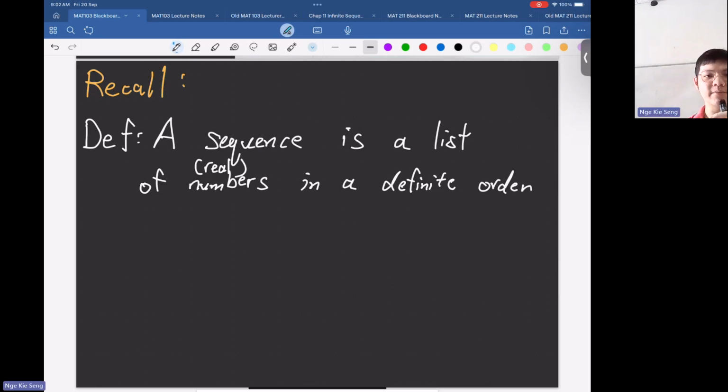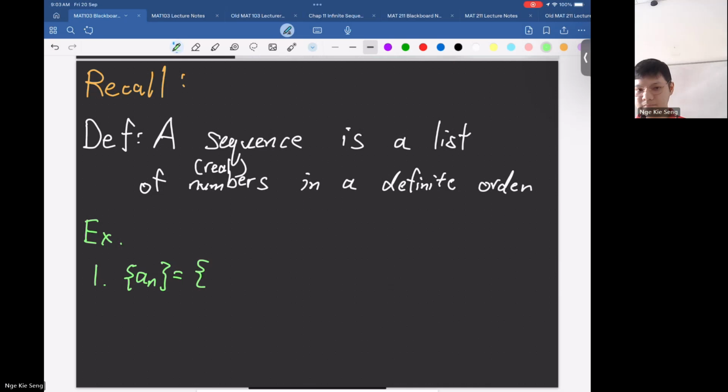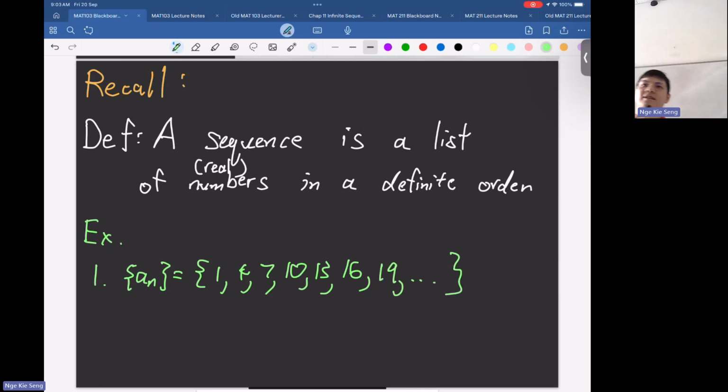And last time I gave an example of a sequence. What sort of sequence did I give last time? 1, 4, 7, 10, 13, 16. Can you guess what number comes next? 19. This is a warm up. Is it 19? Everyone agree? How do you come up with 19 actually?